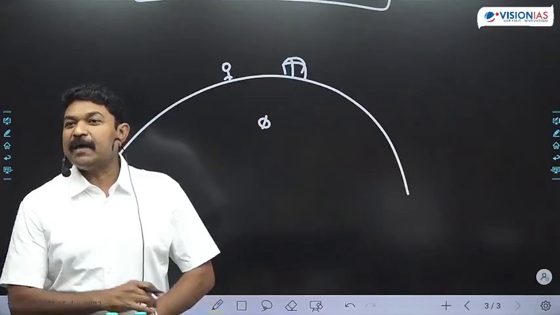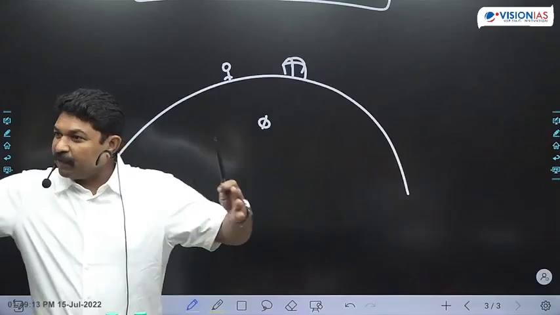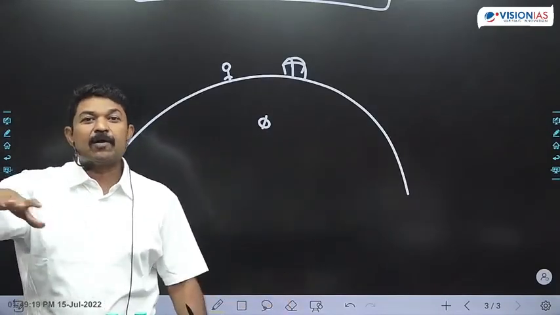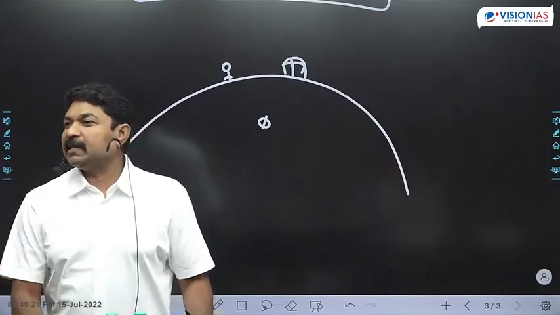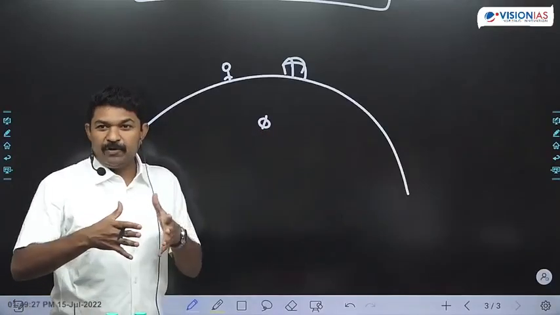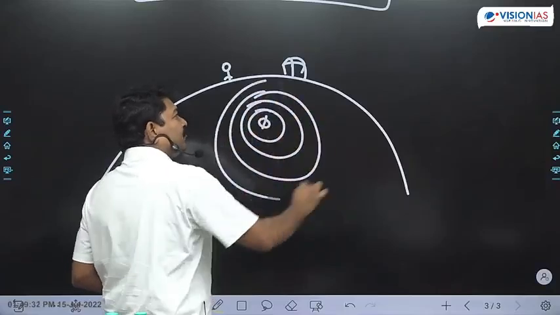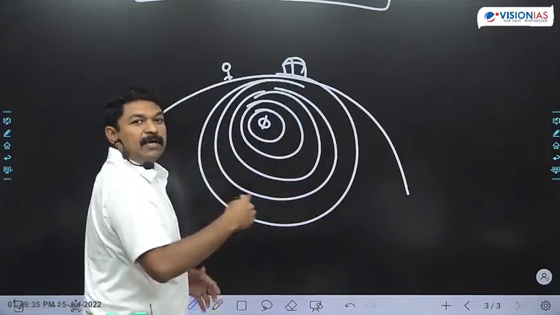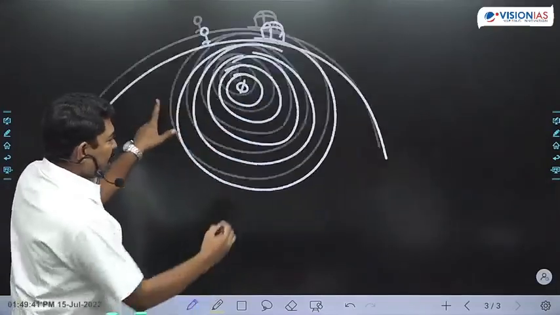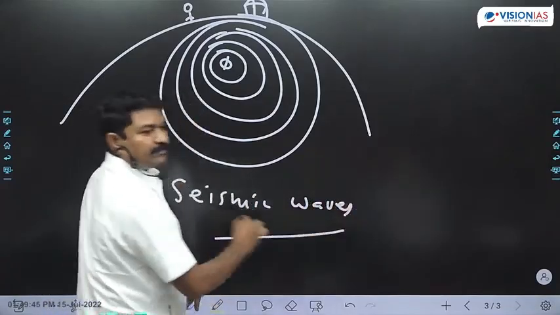What do you mean by ripples? Whenever you throw a pebble in standstill water, you will find a series of waves, not just one wave. These waves are called ripples, just like the ripples we can see on water. On the same lines, whenever a rock breaks in the earth's interior, it produces a series of ripples, like 1, 2, 3, 4. They keep on moving out. These waves are called seismic waves.